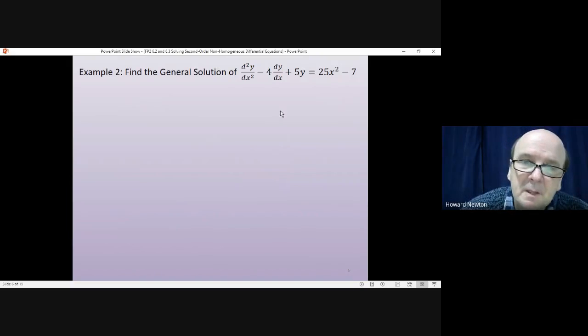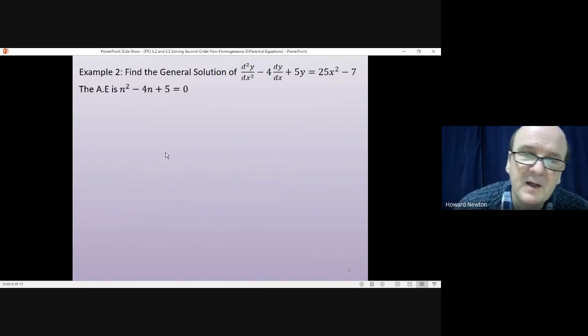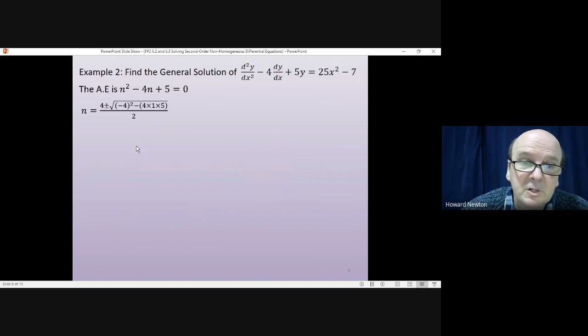Let's have a look. This time, the auxiliary equation is n squared minus 4n plus 5 equals 0. That doesn't factorize. The discriminant is negative. Using the quadratic formula, if we solve that, we'll get two complex roots. n equals 2 plus or minus i.